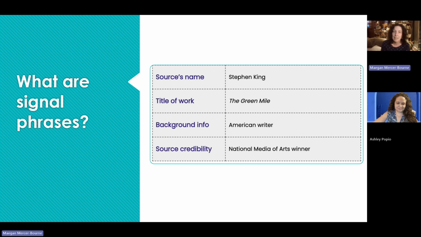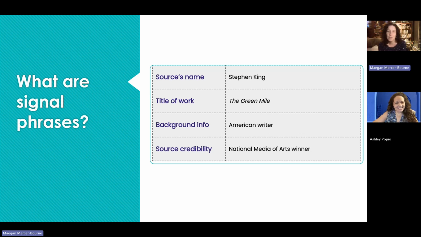So here are some example signal phrases. As I mentioned earlier, you may use an author's name, as I mentioned before, according to John Smith. You may mention the title of a work, in the movie The Green Mile, blah, blah. You may say Stephen King, popular American writer, something, something. So for example, if you're writing a paper about writing, it may be important to note that Stephen King is in fact a writer. He isn't a biologist, he's a writer. That's why what he says is relevant.